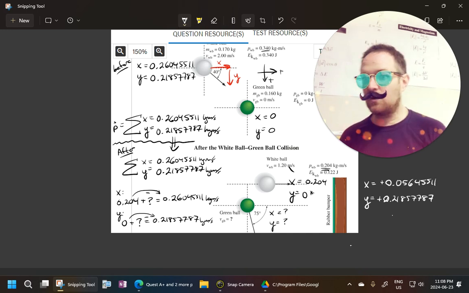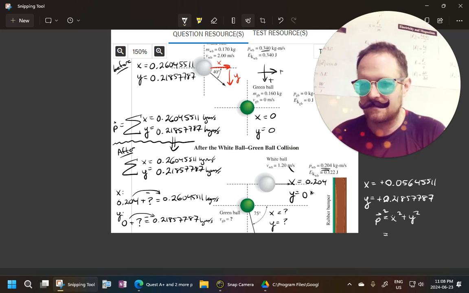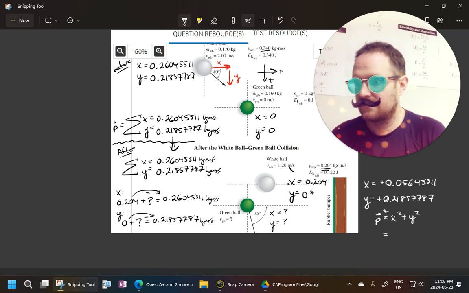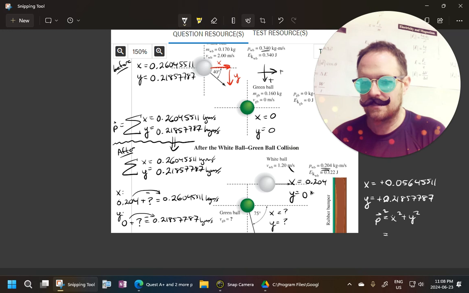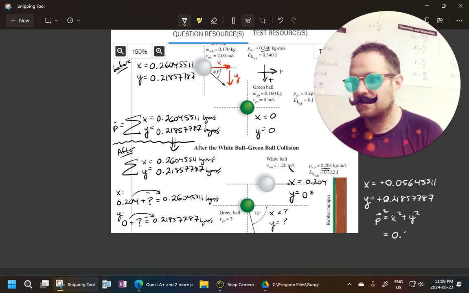Okay, so now we know our x and y's. I can put these back together to find the hypotenuse, because p squared is equal to x squared plus y squared. Just the Pythagorean theorem up here. So I got this number squared plus this other number, which I'm just going to type in my calculator here. Take the square root of that answer, and we get an overall momentum of 0.22575.81. Okay, and then, because that's equal to mass times velocity, I'm going to divide over the mass.